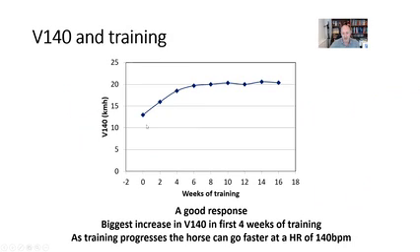So, for example, here's a horse that started off with a V140 of about 13 kilometers an hour. Over the first 6 weeks, we've got a nice increase, but then it's plateaued off, which tends to suggest we've had a good response here. Probably by here, we should have been changing the training again to get a further increase.